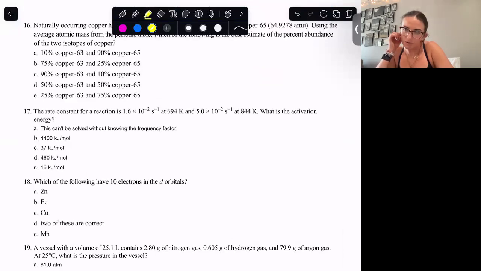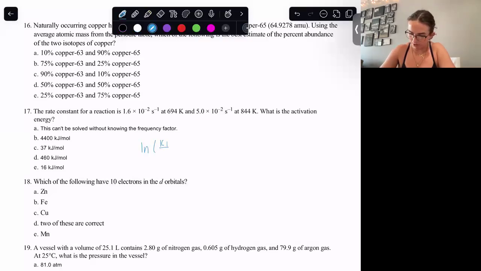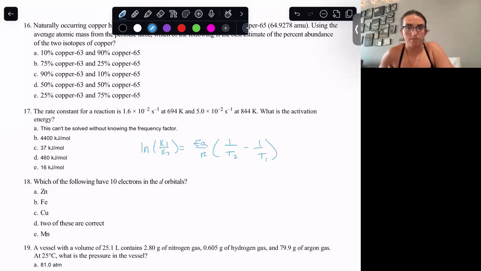So you can use that one, but we have a combined equation that you can use as well. So that one is the ln of K1 over K2 is equal to EA over R times 1 over T2 minus T1. You could do that one too. The one I wrote down is more straightforward and definitely easier.